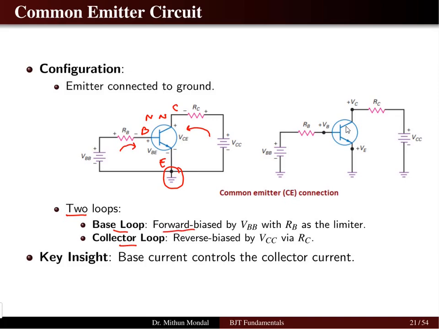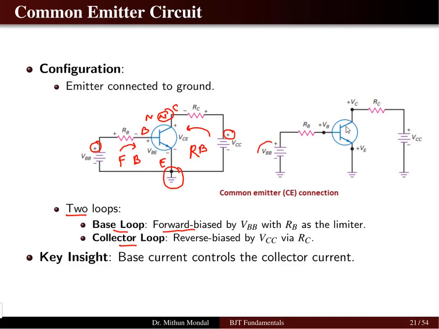The base loop is forward biased. Since the transistor is NPN type, the N type will be connected to the negative terminal of the supply, and hence we can say that the base-emitter junction is forward biased. On the other hand, the collector-base junction is reverse biased, because the N type material is connected to the positive terminal of the supply.